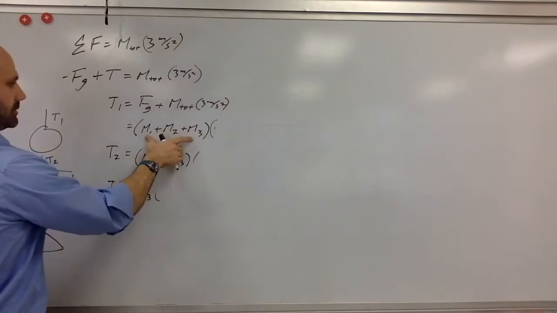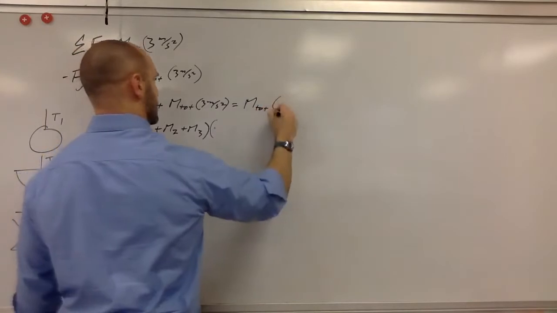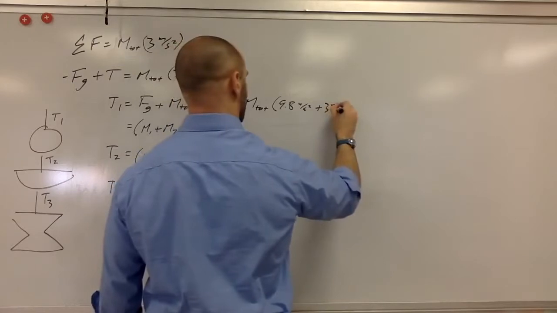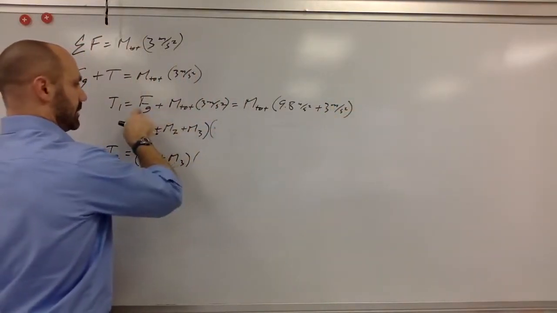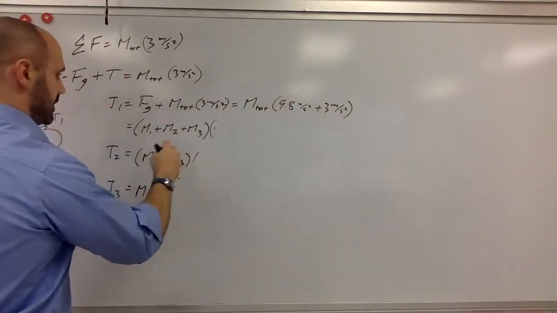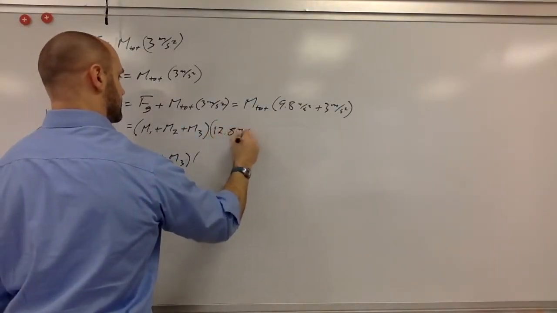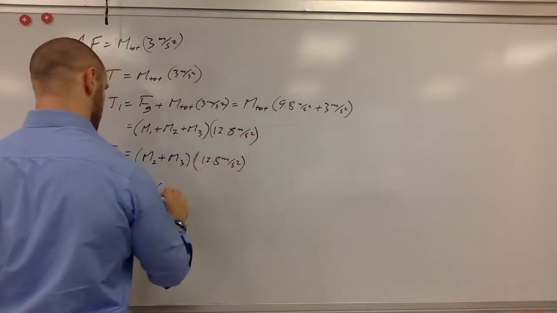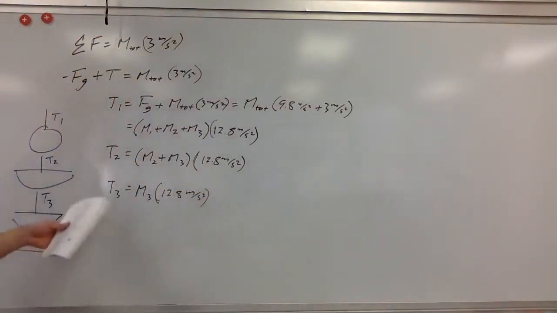Now this is m total right here, right? I can actually factor this out. Let's write m total times 9.8 meters per second squared plus 3 meters per second squared. Because this is mg, right? M total times g. So I factor out m total and I get this. So now all these answers are the same, except that instead of 9.8, it's all 12.8. Right? So that's part B.